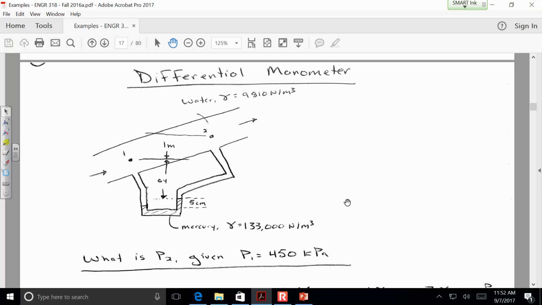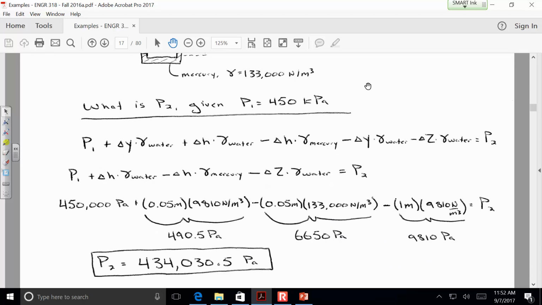Okay, so here's the sketch. I'd already written on the board this part. Now, you're going to need to be able to synthesize something like this on your own. And the way that you synthesize this on your own is just that idea that you're starting where you know the pressure, the given pressure at 1, and you're just addressing all of the little incremental changes along the path inside of that manometer towards 2.